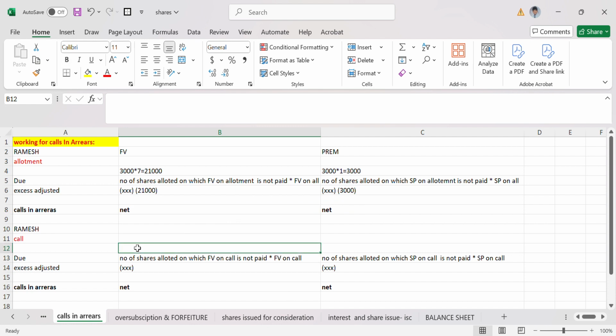Now a similar case I will do for Ramesh for the call money. Now when I am adjusting this amount, I am adjusting the amount which I am showing in the oversubscription table against Ramesh and whatever amount I have written in the call column, if any. So I will do this working for calls in arrears.